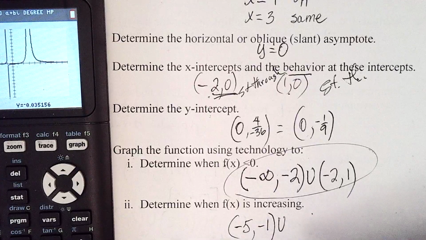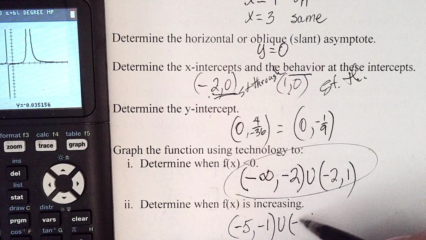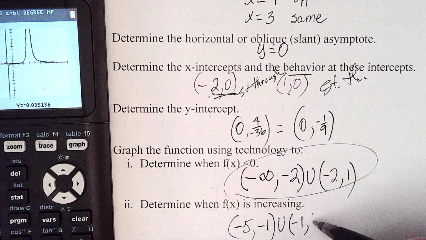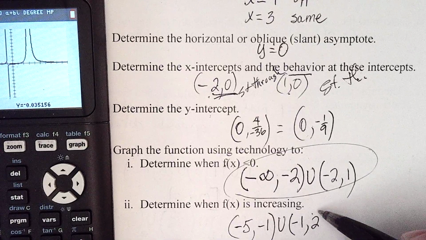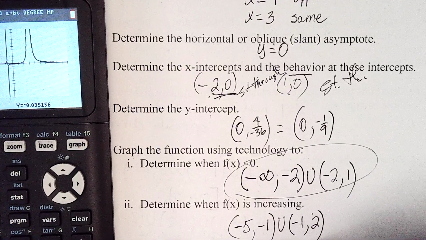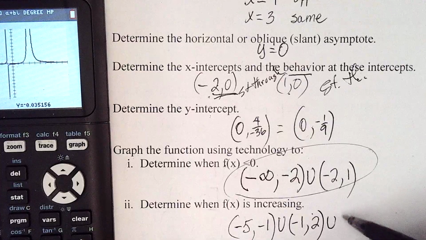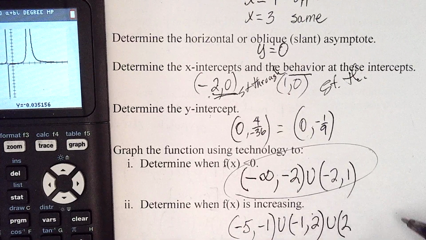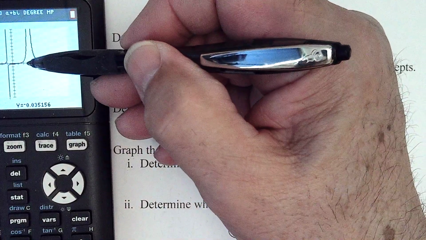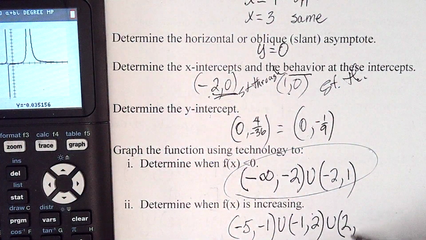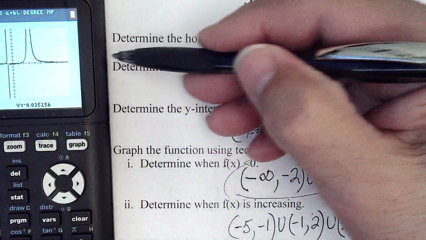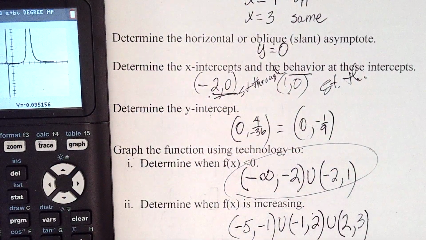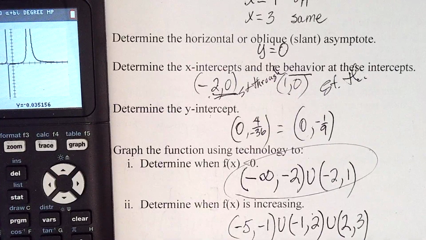So it's increasing from -1 up to the hole at 2. Graph disappears, so I can't use it. Then right after 2, it's increasing again, all the way till the vertical asymptote at 3. And then after that, it decreases. So there's that worksheet.